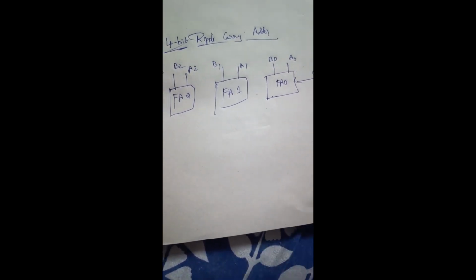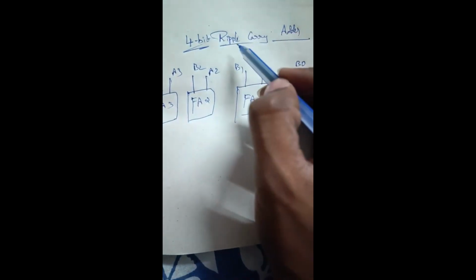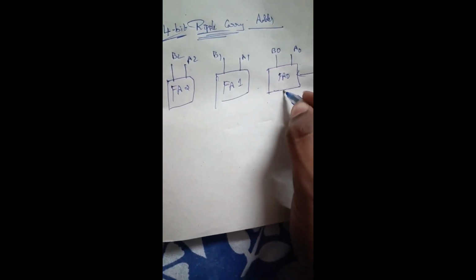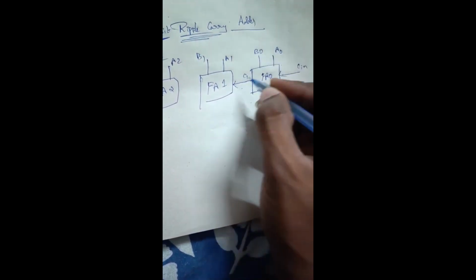Cin is the input, and for every full adder we have a carry input. The carry will be propagated from one block to another block. That's why this is called a ripple carry adder. Ripple carry means the carry will propagate from one block to another. Here S0 will be generated and the carry C1 will be generated, and it will be given to the next full adder block.